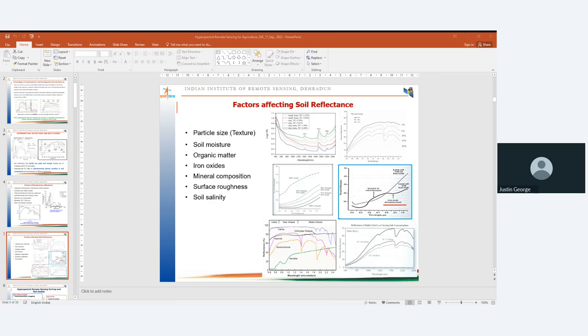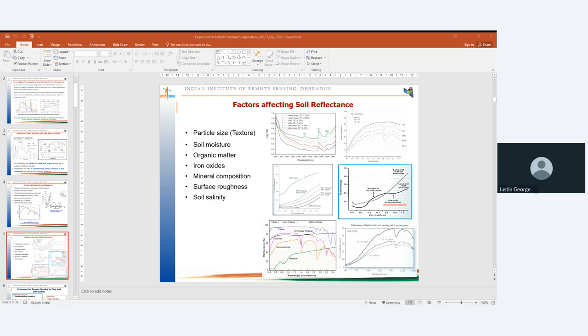But the issue is that in nature, we don't have many things in a very pure state. In nature, the sand, silt and clay, the soil particles, are mainly mixed with many other impurities, various coloring agents, as well as components like organic matter and moisture content. So when these things increase in the soil, then the trend reverses.